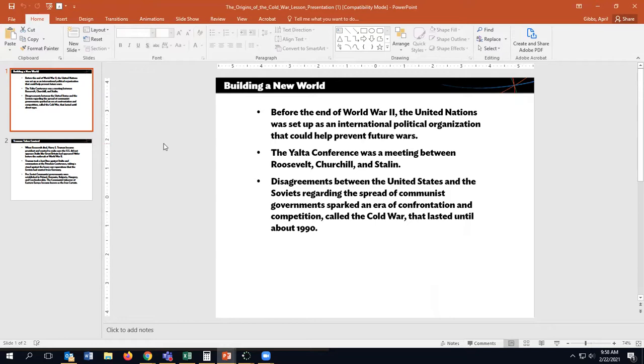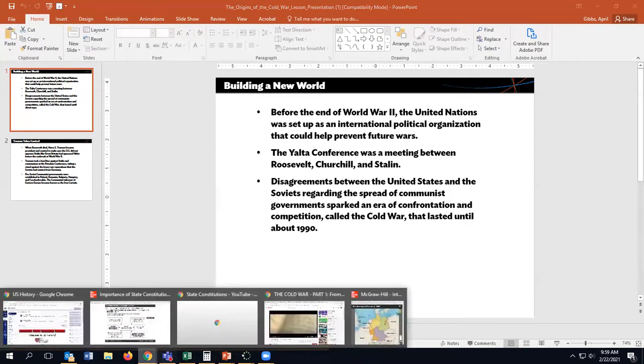The Yalta Conference was a meeting between Roosevelt, Churchill, and Stalin. Disagreements between the United States and the Soviets regarding the spread of communist governments sparked an era of confrontation and competition called the Cold War that lasted until about 1990.